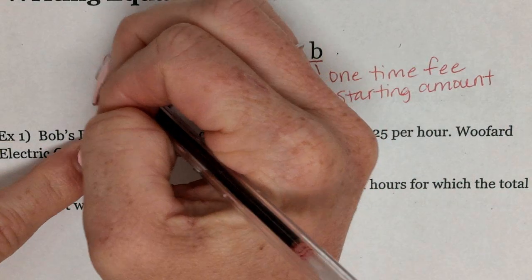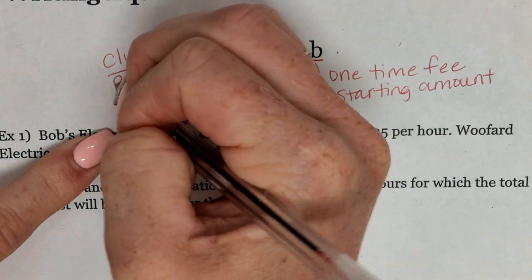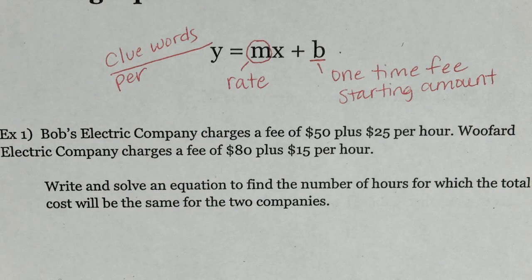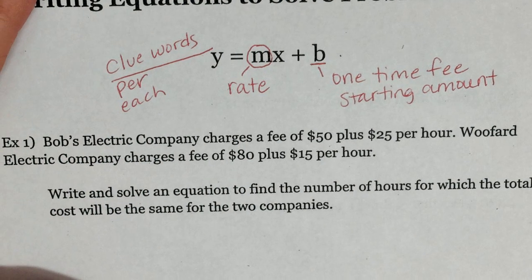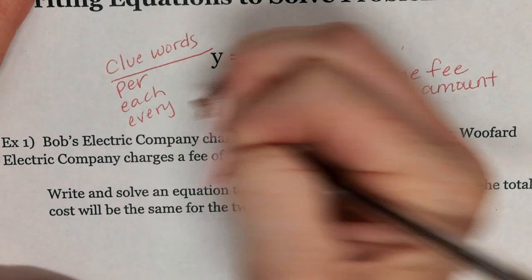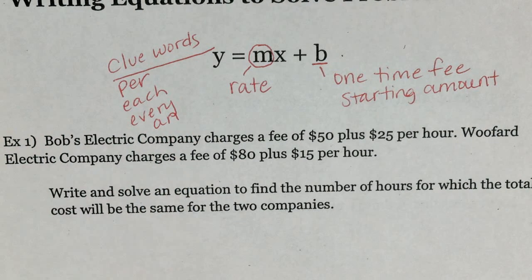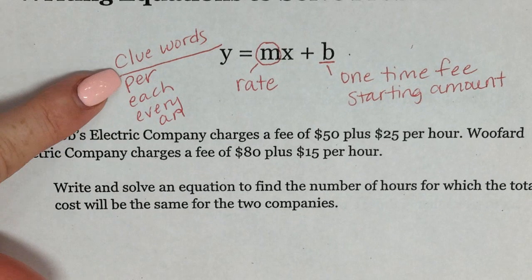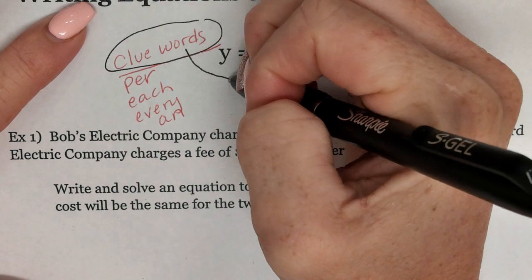The clue words, write this over here. The clue words for rate are per, like per hour, each, like each hour, every, like every hour, and an, A-N, like an hour. So him charging $40 per hour, I could say $40 each hour. Do y'all see what I'm saying? If you see these words, it is probably a rate. These are clue words for rate.